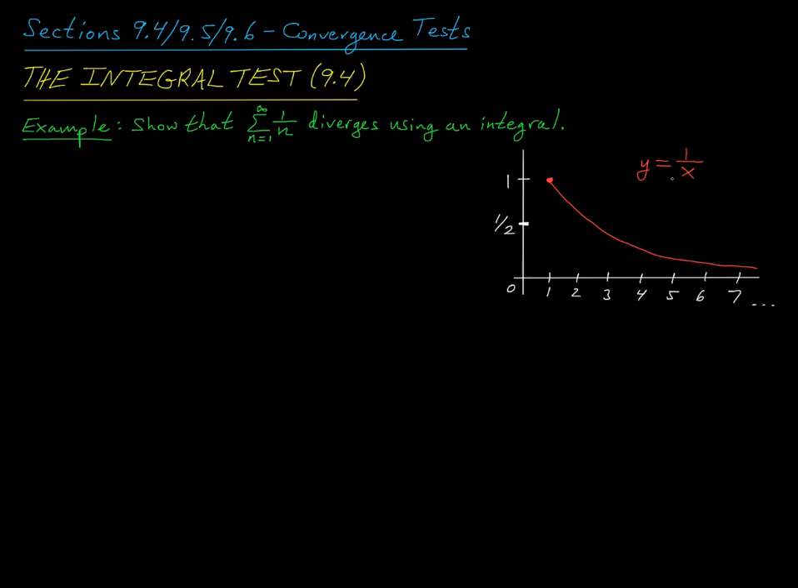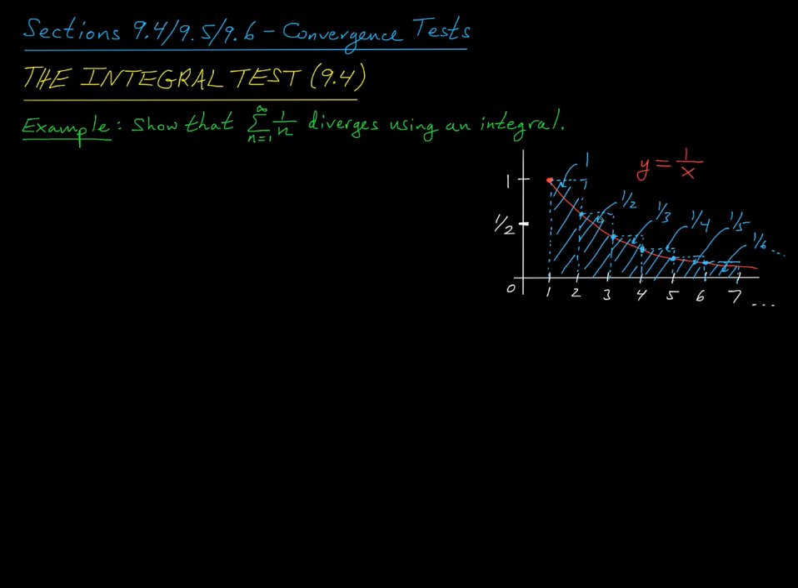And note that 1 over x is the continuous version of the sequence that we're summing here, which is 1 over n. All right, and what I'm going to do now is form these blue blocks. Note that the width of each block is 1. And the heights of the blocks are the heights on the red curve at the left endpoints of each one of these intervals. So the first block has a height of 1, because that's the height on the red curve when x is equal to 1.